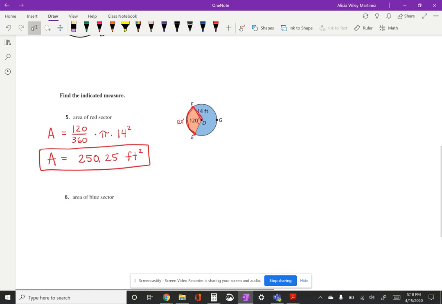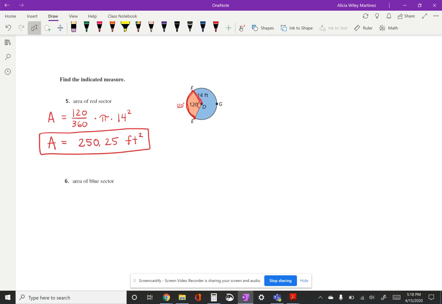So here's your chance to try one on your own. Press pause and try number 6, finding the area of the blue sector. Now, before you go to do that, just make sure you realize that you don't know the measure of the central angle, so therefore you don't know the measure of this major arc FGE, so you're going to have to find that first.